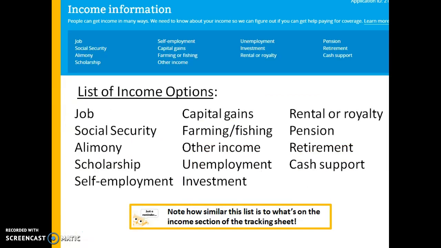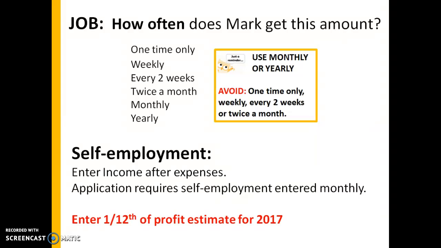The next screen will allow you to enter the income information, and you'll notice that this is very similar in terms of a list to the list that you have on the tracking sheet. So select whatever categories apply and then whatever income you and the consumer have talked about. They could, of course, have more than one.